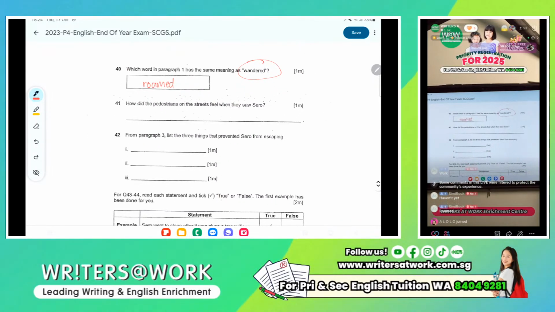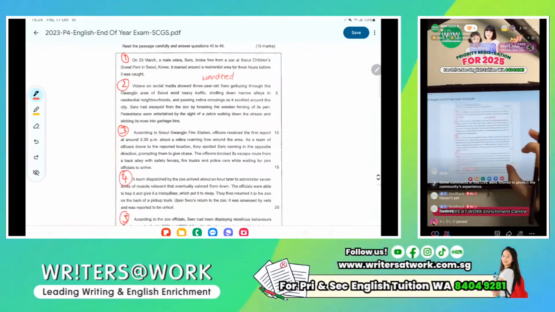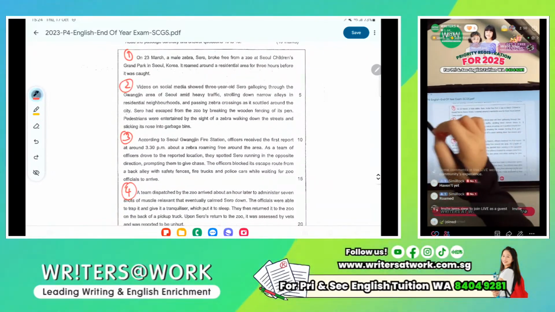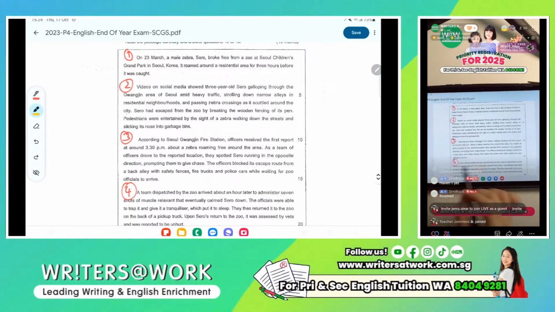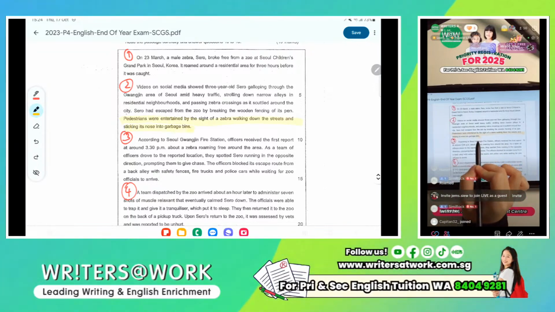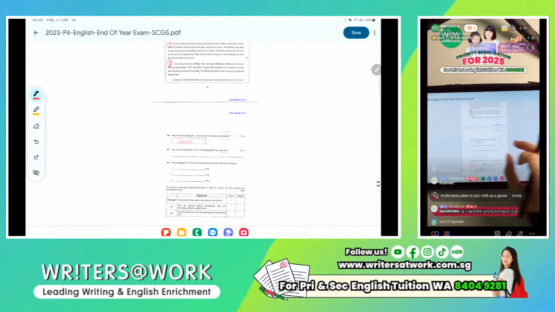Question 41. How did the pedestrians on the street feel when they saw Sarah? Okay, so how did the pedestrians feel? So where is the pedestrians on the streets? Right. Pedestrians were entertained by the sight of Sarah. Did the pedestrians feel bad for her? Right, over here, let's look at the highlighted point. They were entertained. The pedestrians were entertained by the sight of the zebra.